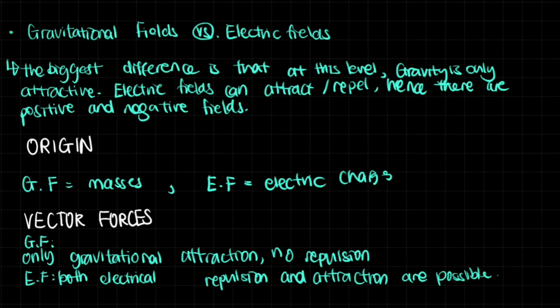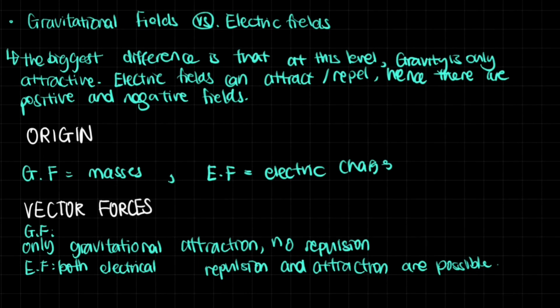That's the biggest opposing difference. We can start talking about the origin of the fields. The origin of gravitational fields is masses. Masses create the forces that attract other masses together. For electric fields, it's electric charges. Opposite charges will attract and same charges will repel. Then we talk about which types of forces there are. For gravitational forces, there are only gravitational attractions, no repulsions. For electrical forces, we have both electrical repulsion and attraction, and both are possible.